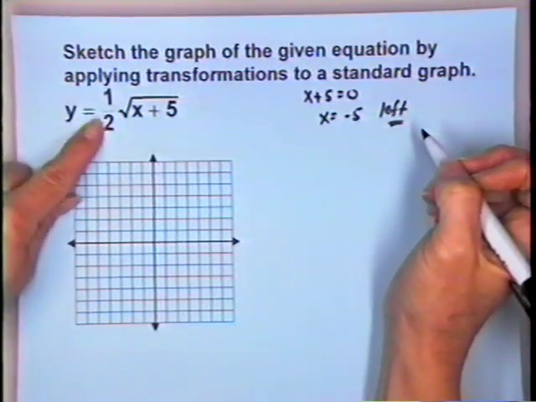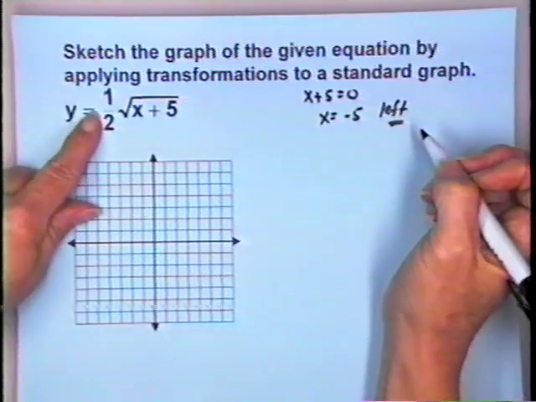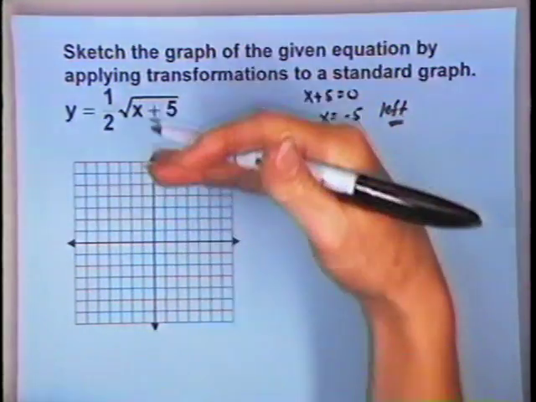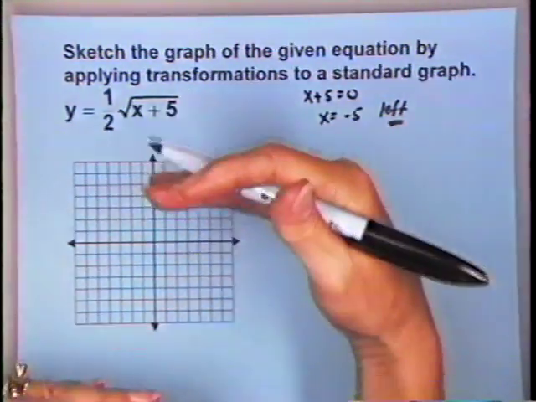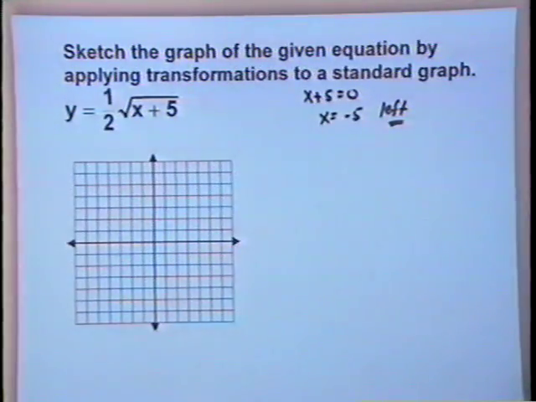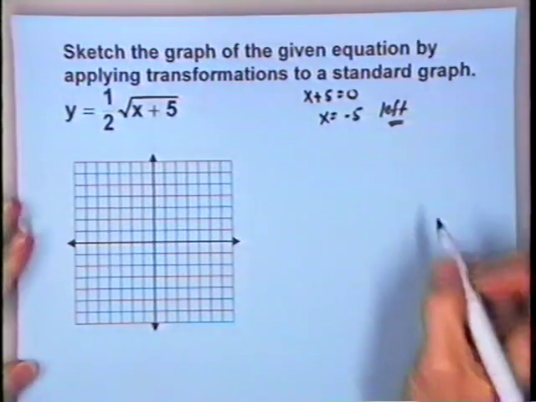Okay. Now what's the 1/2 going to do? Since that's a fraction, it's going to cause a vertical compression of my graph. My points won't be quite as far away from that x-axis as they would be in the original graph.